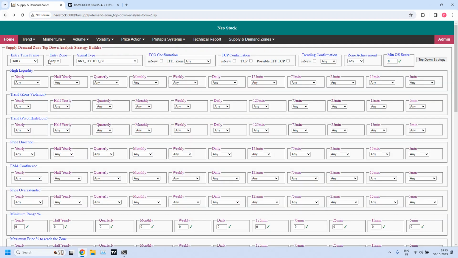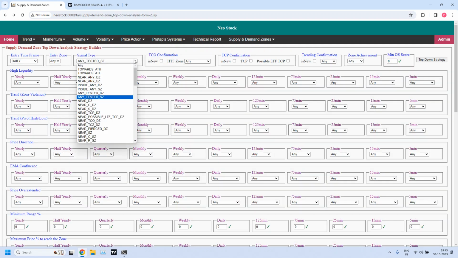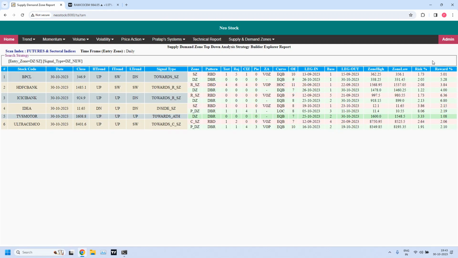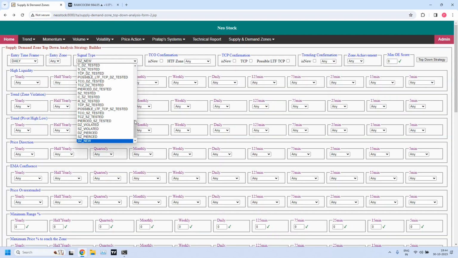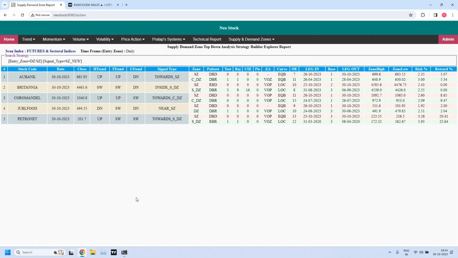And let us find the newly created zones, entry time frame daily. Let us find the stocks having the newly created demand zones. So these 6 stocks are having newly created demand zones. Let's go back, entry time frame daily. Let us find the stocks having newly created supply zones. So these 5 stocks are having newly created supply zones.